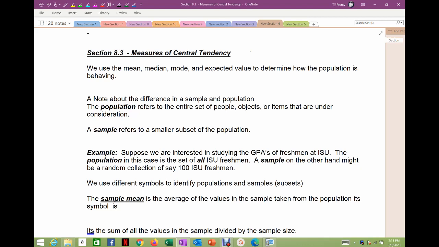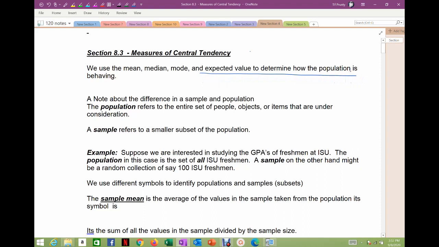All right, now the probability part might be new to you. It's the expected mean, and we'll get to that towards the end of 8.3. So mean, median, mode, and the last thing is expected value. It's the expected amount based on probabilities.